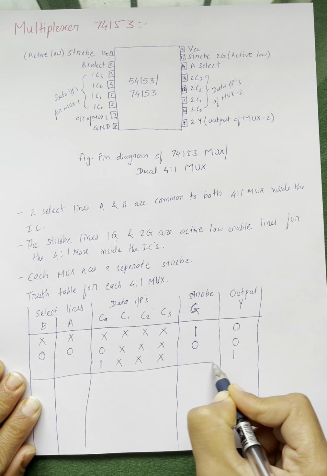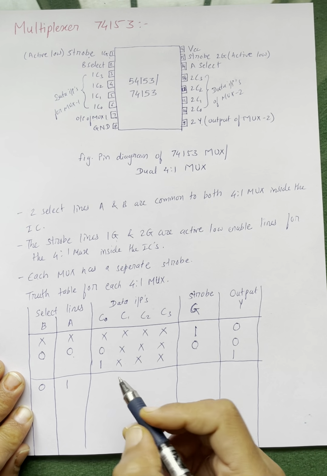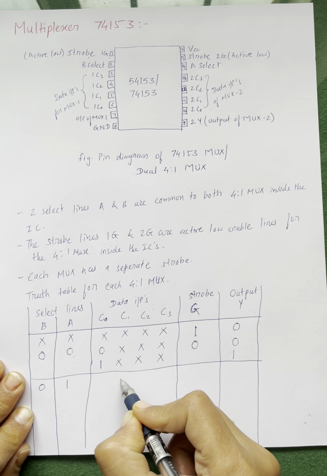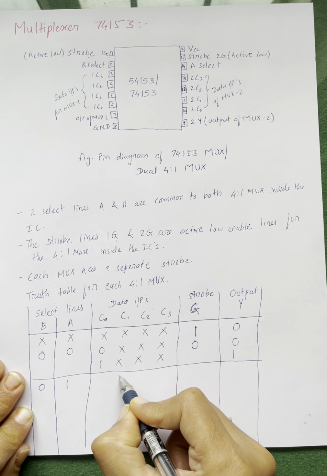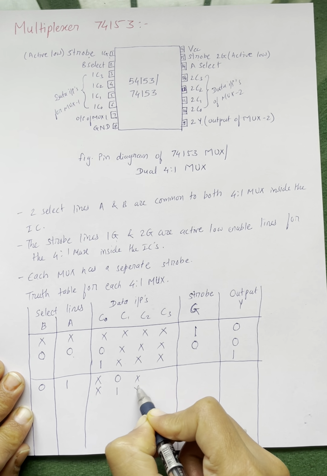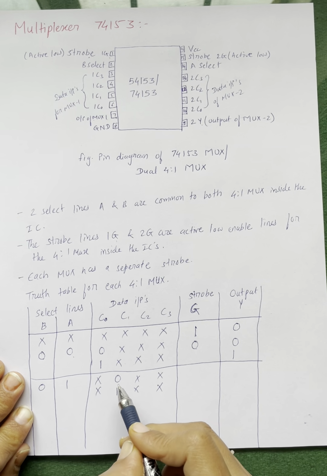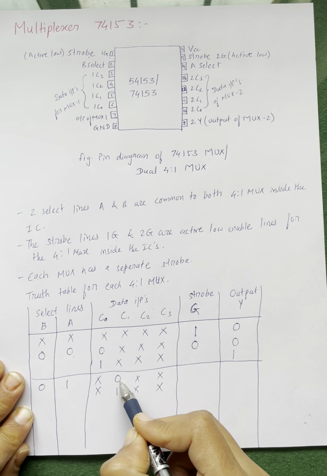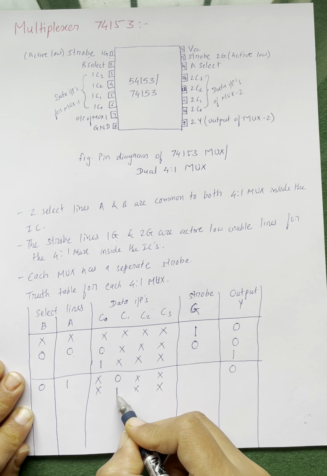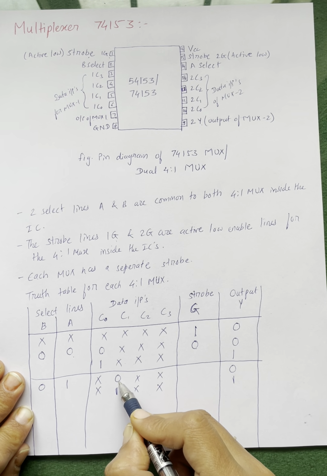This is the first case. Now the second case, if select lines are 0 1. In this case, 0 1 is the binary representation for decimal 1, so that time C1 will be selected. The C1 value may be 0 or 1, and the other values do not matter, whatever they may be. So when data input C1 is selected and its value is 0, the output will be 0. When the value of C1 is 1, your output will be 1. That means the output will be similar to your input value, right?